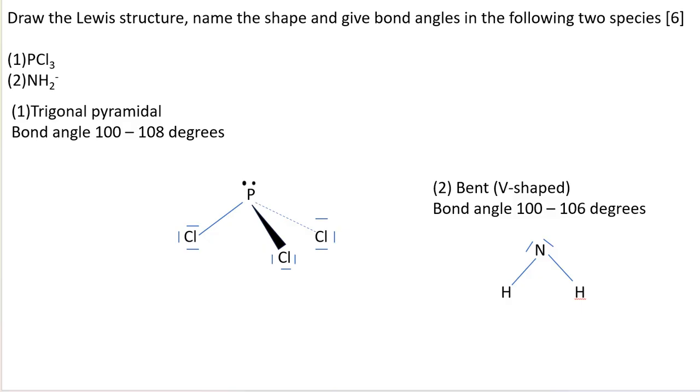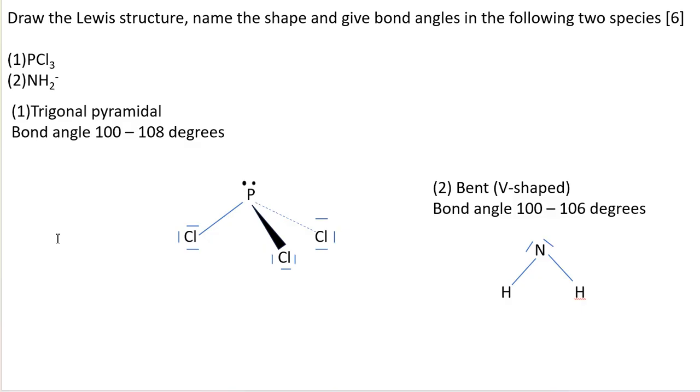Finally, 2 quick questions, or 1 quick question with 2 parts. Draw the Lewis structure, 1 thing. Name the shape, 2nd thing. And give bond angles, 3rd thing. In 2 species, 6 points altogether. A lot of points. First one, PCl3. I can see that P is the central atom. It's the first in the formula.